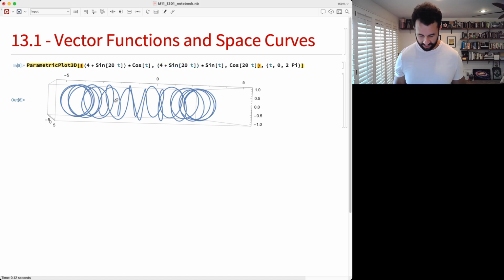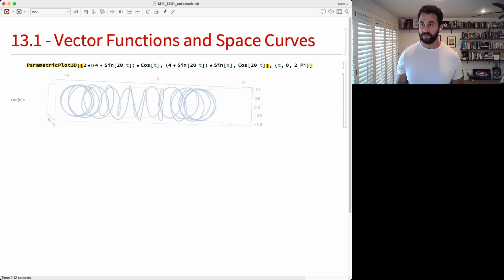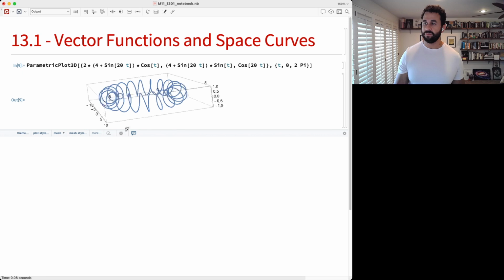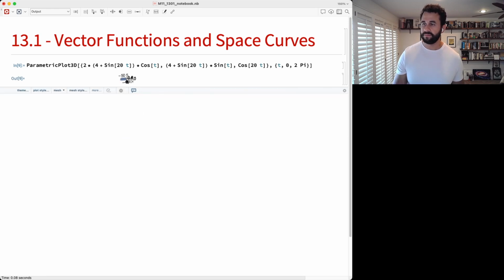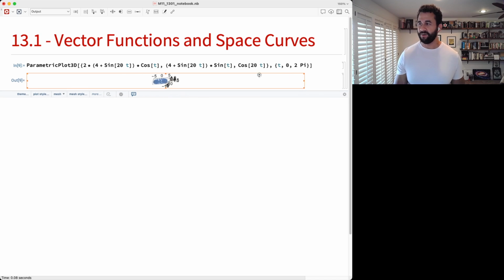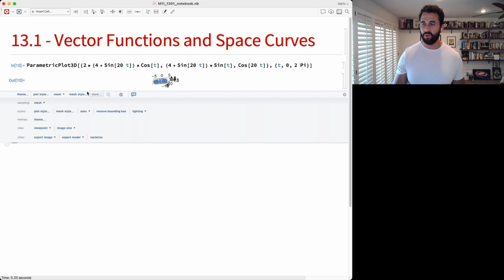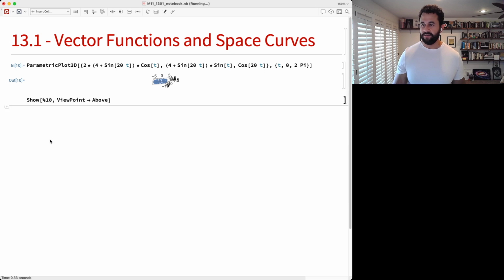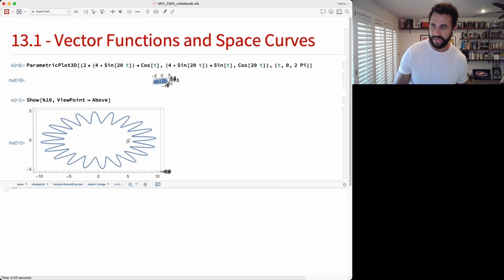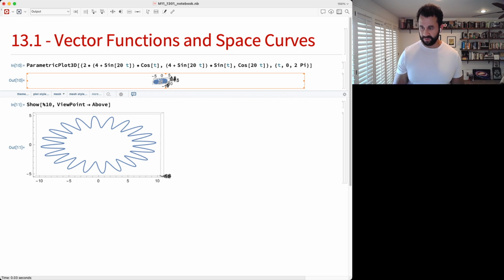Maybe let's mess around with it here. Let's do like 2 times just for this part. Hold on, I'm going to try this again. No, I don't want the mesh. Let me set the viewpoint above. There we go. Yeah, so just delete this one.